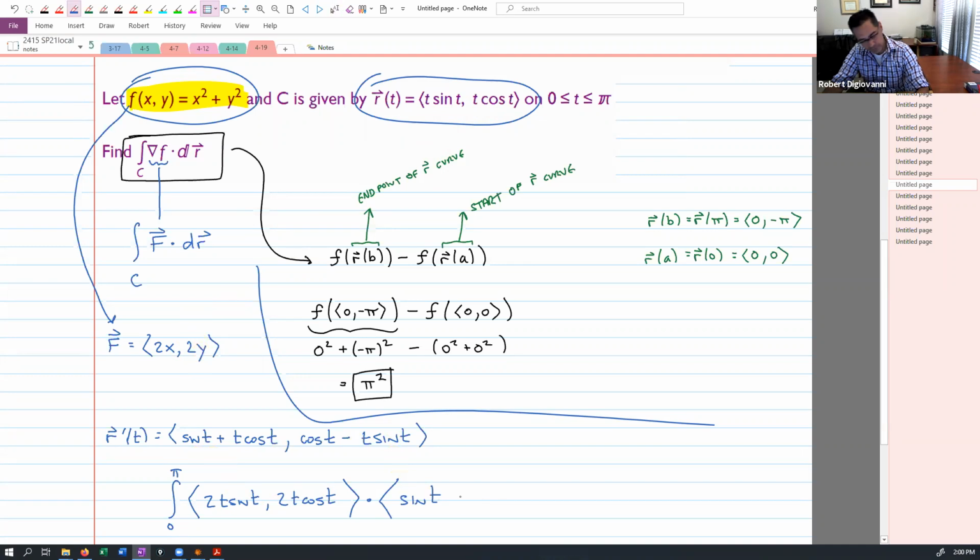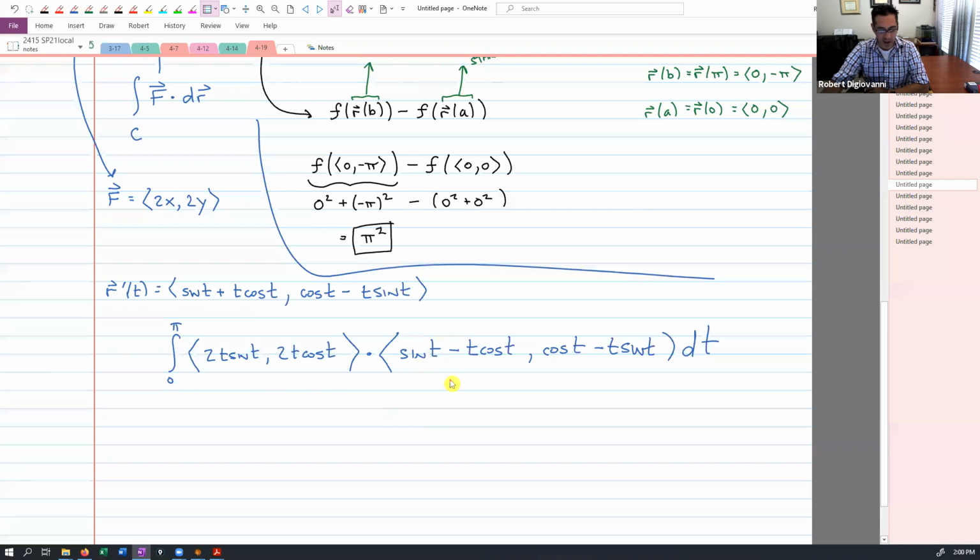Oh man. dt. And then you dot, and then you integrate. Can I stop? That's going to take, there's going to be integration by parts in there. There's going to be lots of messy things.